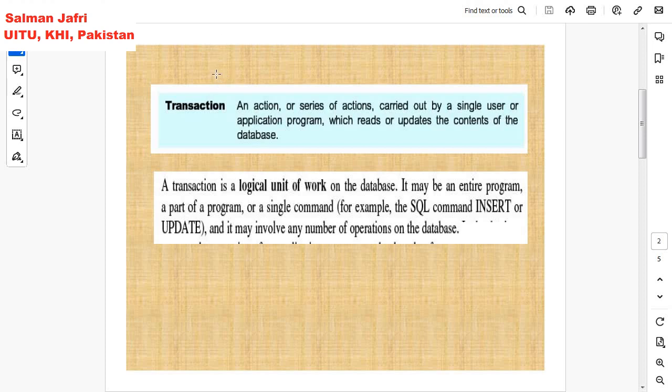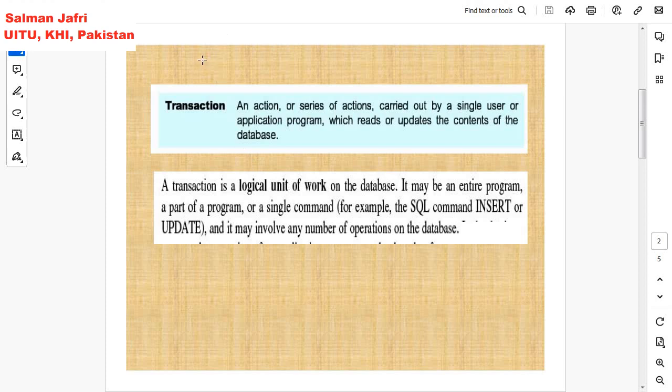If person A is giving money to person B, the transaction would be that the amount given by A would be deducted from person A's account, and the amount that is given to B would be added or credited to person B's account. So a transaction would be a logical unit of work in a database. What do we mean by a logical unit of work?